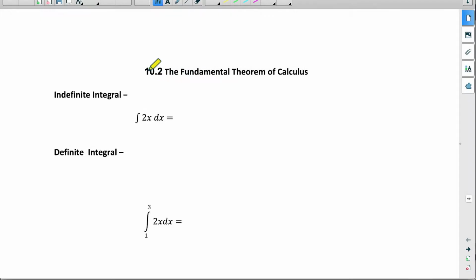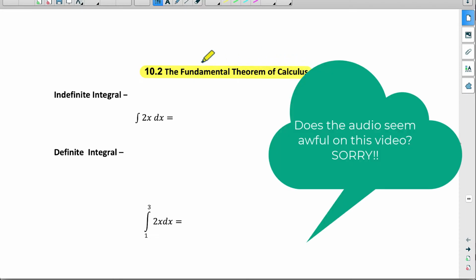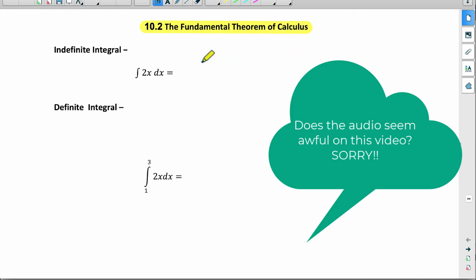Okay, section 10.2 is pretty darn important. It's the fundamental theorem of calculus. Oh my goodness, what could be more important than this? It's the fundamental theorem. So it is pretty awesome, actually. Let's get into it. So we've already learned about indefinite integrals.